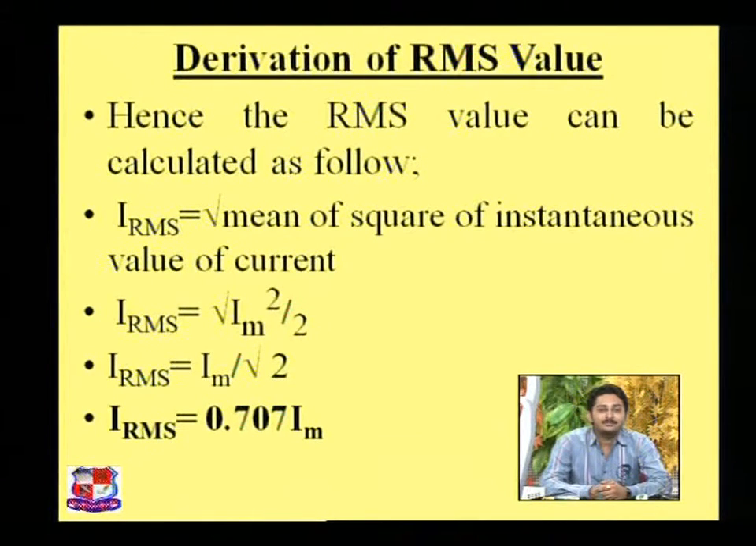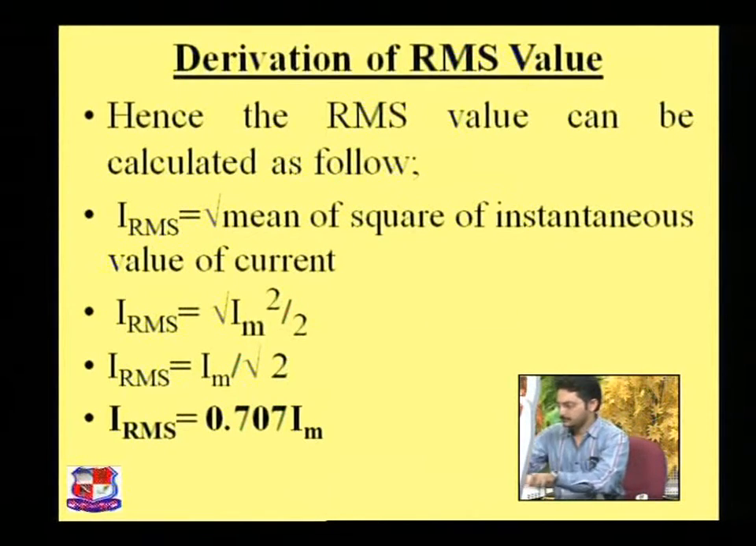So the IRMS value is written like that: the square root of the mean of the square of the instantaneous value of the current. So IRMS equals Im by root 2. Putting the value of 1 by root 2, we get that IRMS equals 0.707 into Im. So here you find the value of IRMS.